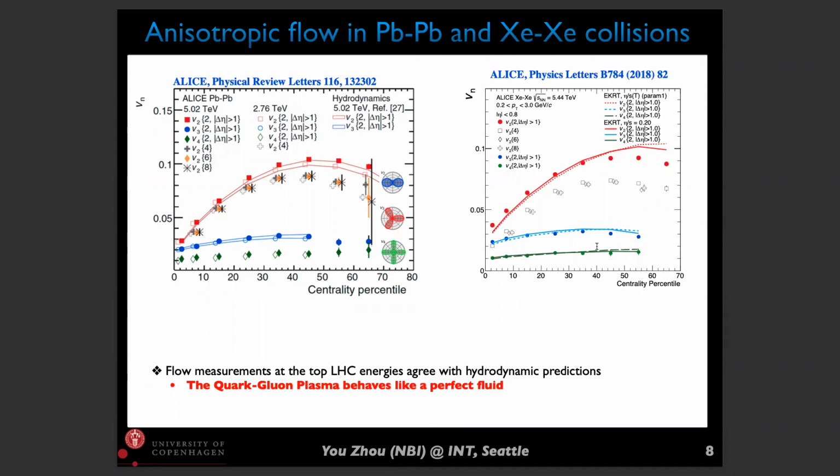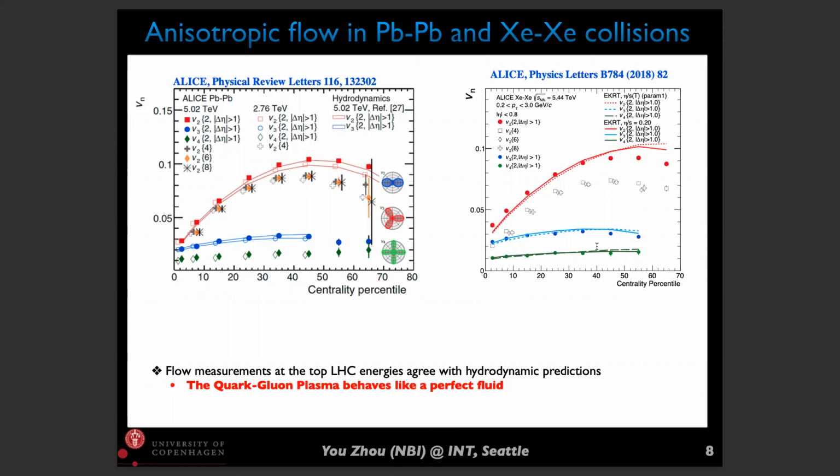Actually, this is also from you and your analysts, I believe. And Jackie is also involved in this paper. On the right-hand side, we repeat a very similar comparison in xenon collisions right after we had the xenon data. And you can also see very good agreement between the data and the hydrodynamic model prediction. So based on that, we can claim that the quark-gluon plasma that we create at the LHC still behaves like a perfect fluid.